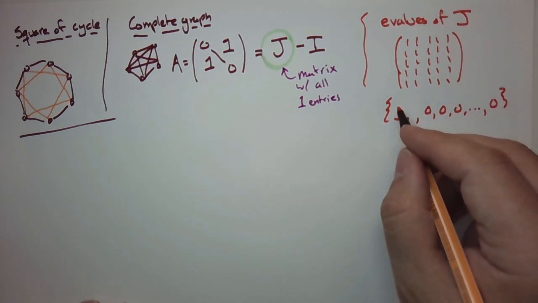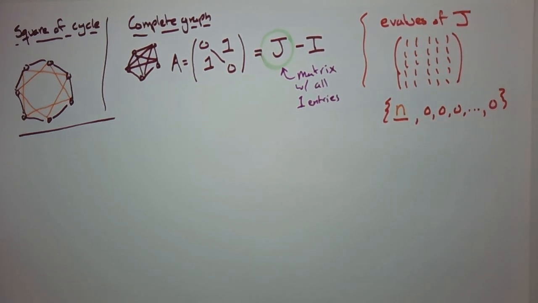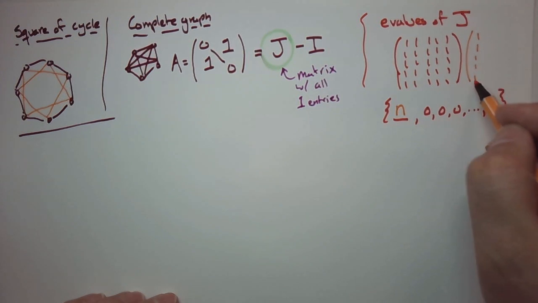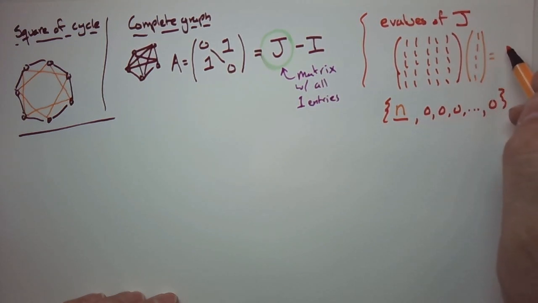It's n. All right, how do we get that? Multiply by the one vector. Yeah, so we can explicitly find that eigenvector. Namely, if you multiply by all ones, in this case it's a 5 by 5, so you get 5 times all ones. In general, you'd get n times all ones.